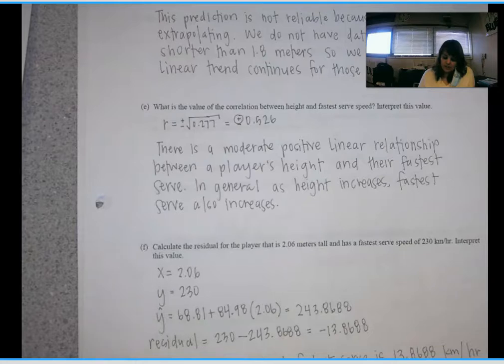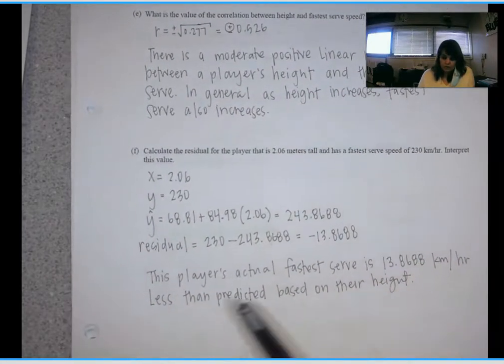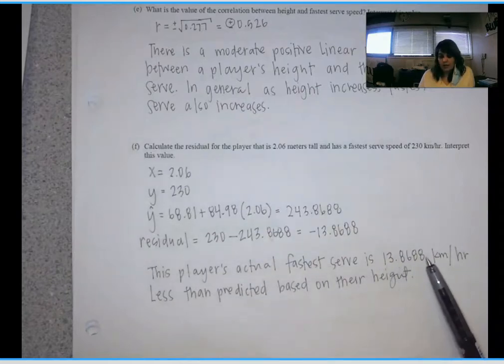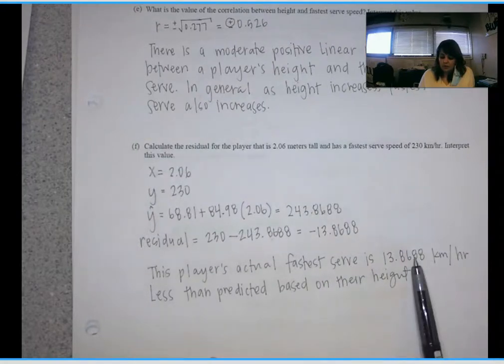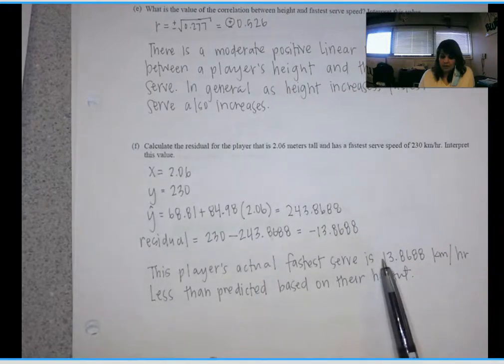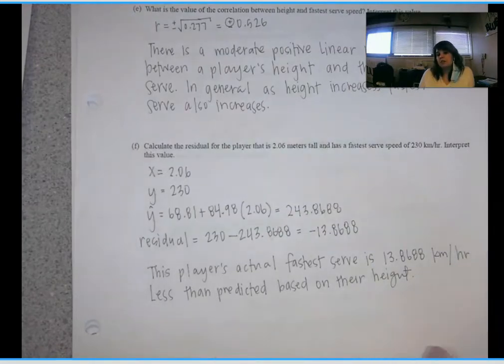Then lastly, calculate the residual and interpret the residual. This player's actual fastest serve is 13.8688 kilometers per hour less than predicted based on their height. So actual fastest serve, value of the residual with units, less than predicted. Do not put the negative on there. Don't put the negative on there. I'm going to say that one more time. Don't put the negative on. Less than predicted.